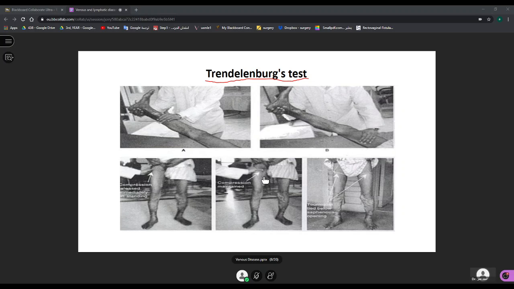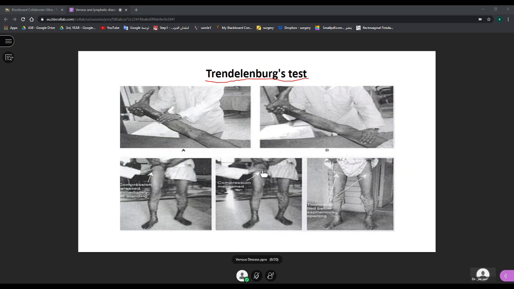Anybody? Yes, Ali. What else? No, not above, actually. It should be somewhere below, because this is the higher level. Yes, this is the higher level here. So that means the perforators are lower than this level, not at the level of the saphenofemoral junction, because we are occluding here, and still there are varicosities.